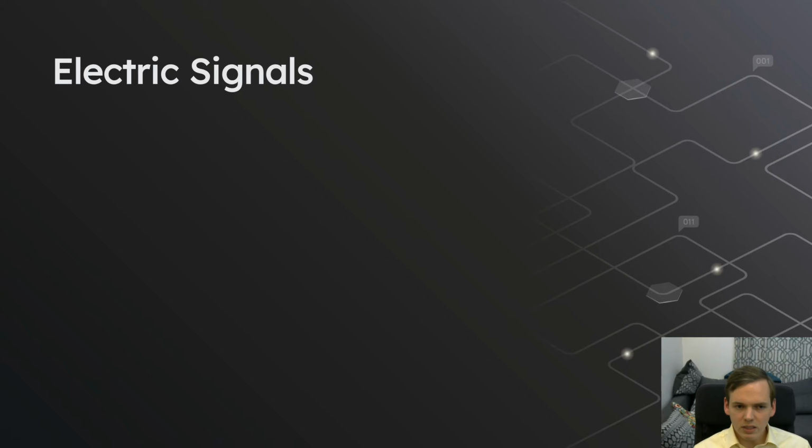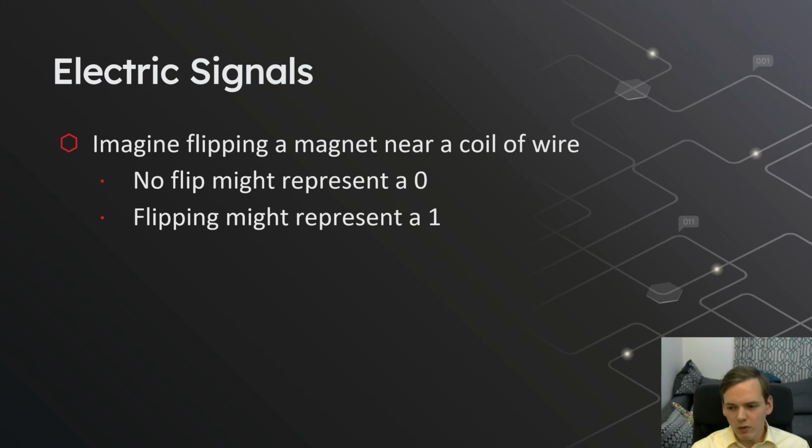So now electric signals. This is another place where I'm going to be very hand wavy and big picture, because I want to get the main idea across and not worry about how the electric signal's actually represented. For a second, imagine that you have a magnet next to a coil of wire. It's got a north end and a south end. Now imagine flipping it back and forth.